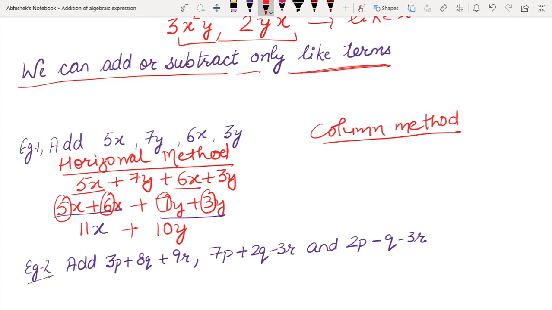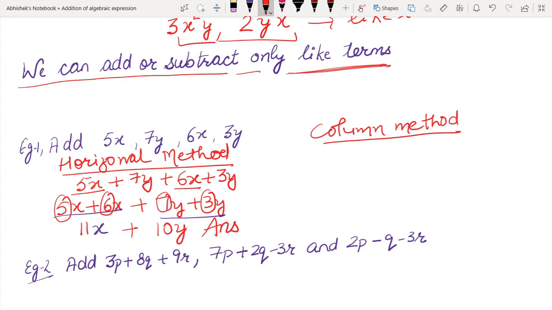Using this simple technique, we do the addition. Now look here, 11x plus 10y. These are unlike terms, so we cannot add them further. So in our final answer, we will have only unlike terms.